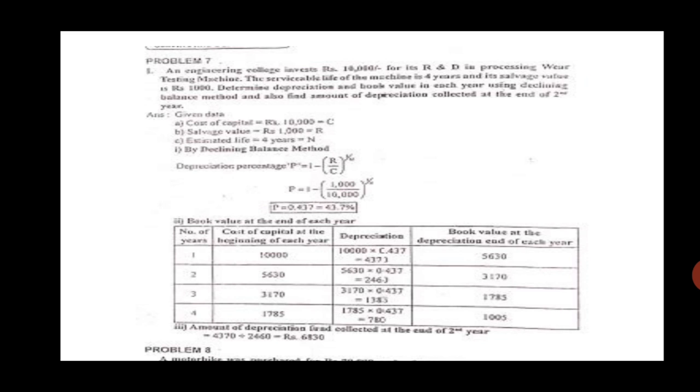Okay, so there are 3 things. One is the cost of capital first, second is depreciation, third is the book value. And the book value is nothing but cost of capital minus depreciation for that particular year. Now we will see for year 1.